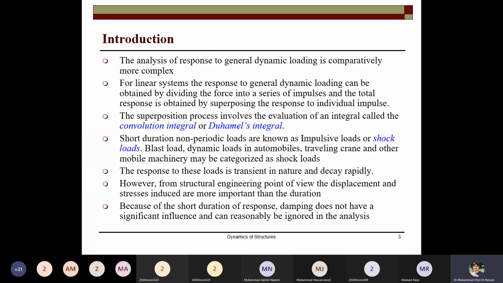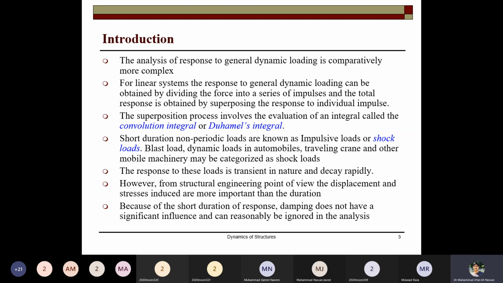Short duration or the non-periodic loads are known as the impulsive load or the shock load. These non-periodic loads, blast load, dynamic load due to automobile, traveling crane, and other mobile machinery may be categorized as the shock load. The response to these loads is transient, transient response in nature, and it decays rapidly.